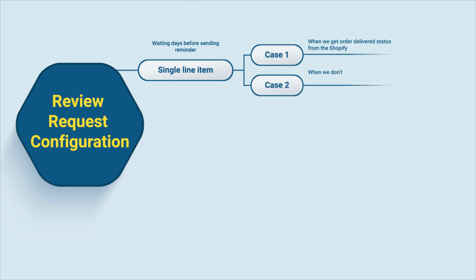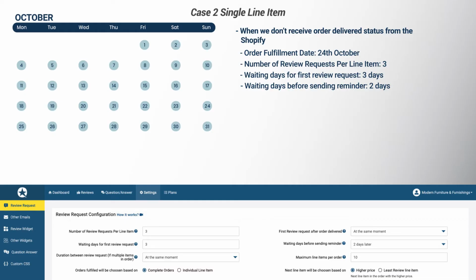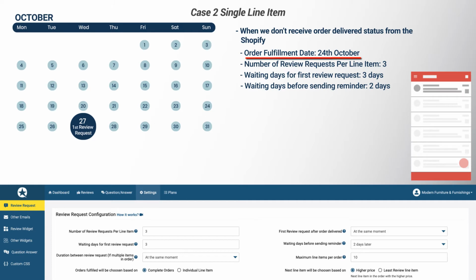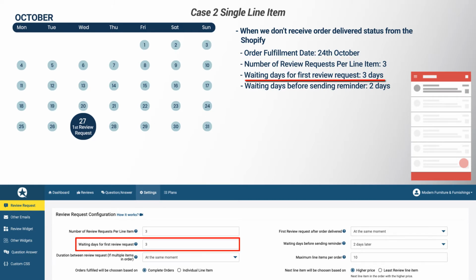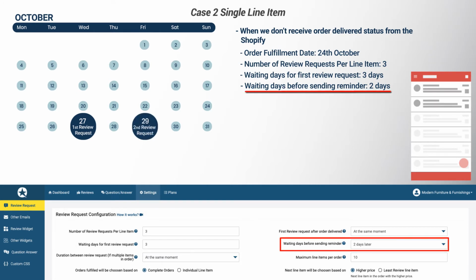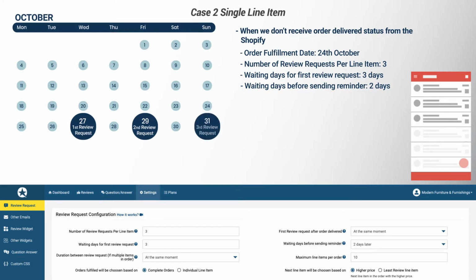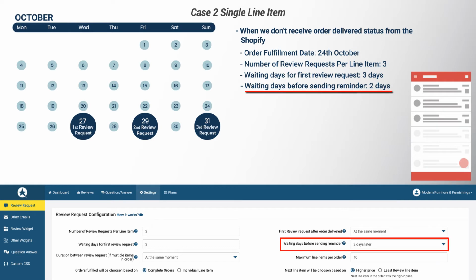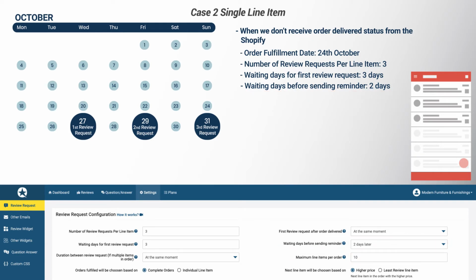Case 2. When we don't receive order delivered status from the Shopify. Then waiting days for first review request will come into the scenario. Here the first email will be sent on 27th October because the order fulfillment date is 24th October and the waiting days for first review request is 3 days. Second will be sent on 29th October adding 2 days of waiting days before sending reminder to the previous email. Third will be sent on 31st October adding 2 days of waiting days before sending reminder to the previous email. Hence, email sequence will be 27th, 29th, and 31st October.